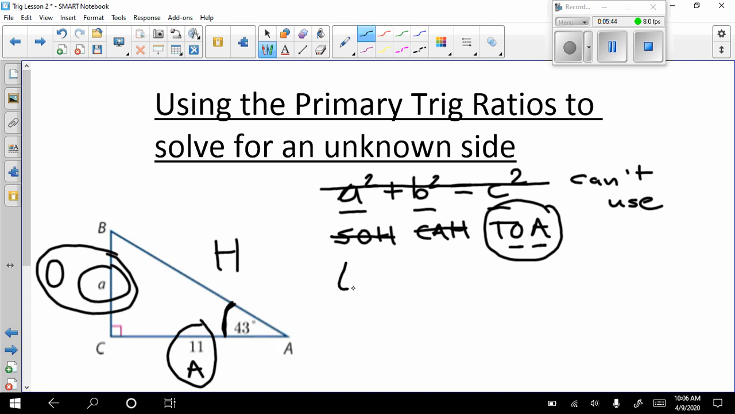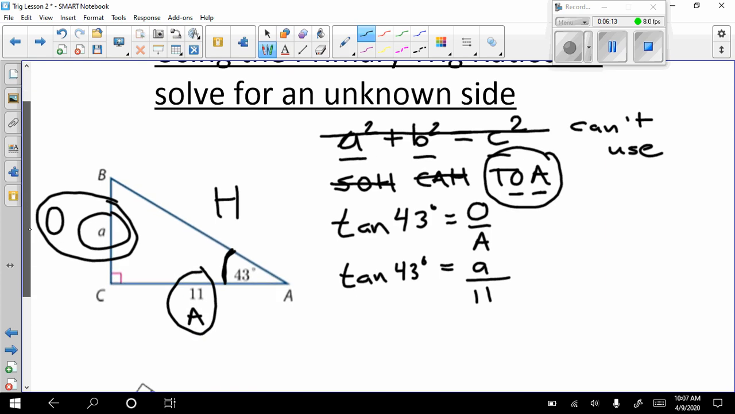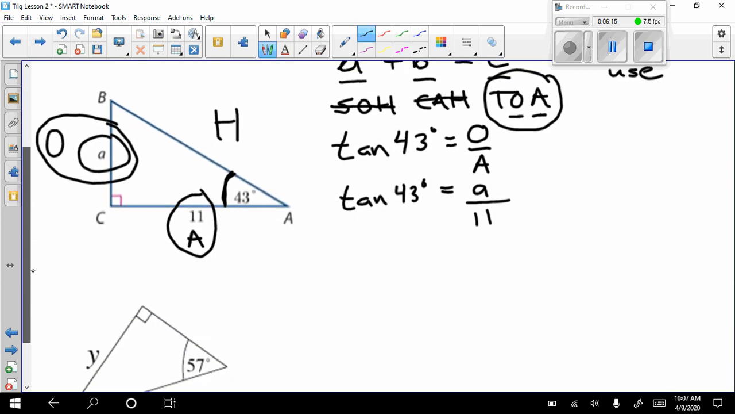I write tan of the angle. Well, the angle is 43, so tan of 43 degrees is equal to opposite over adjacent. That's what the trig ratio tells me. And now I'm going to put the numbers in. So tan of 43 is equal to the opposite side, which in this case is our unknown, which is A, over 11. And now all of a sudden, I've got a little equation that I need to solve.